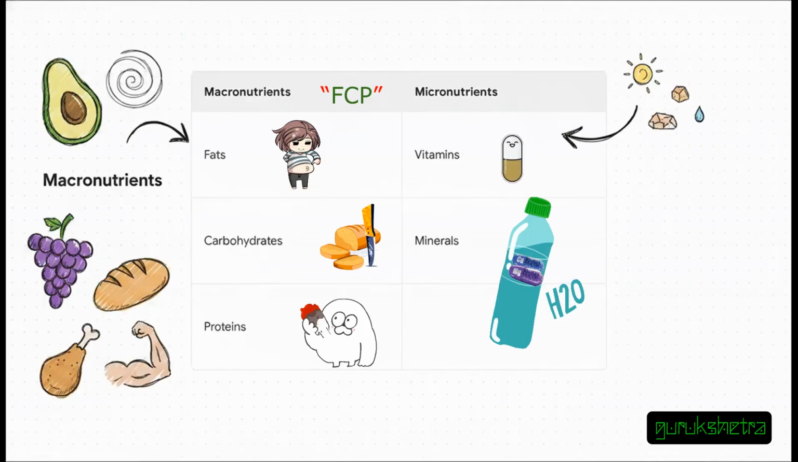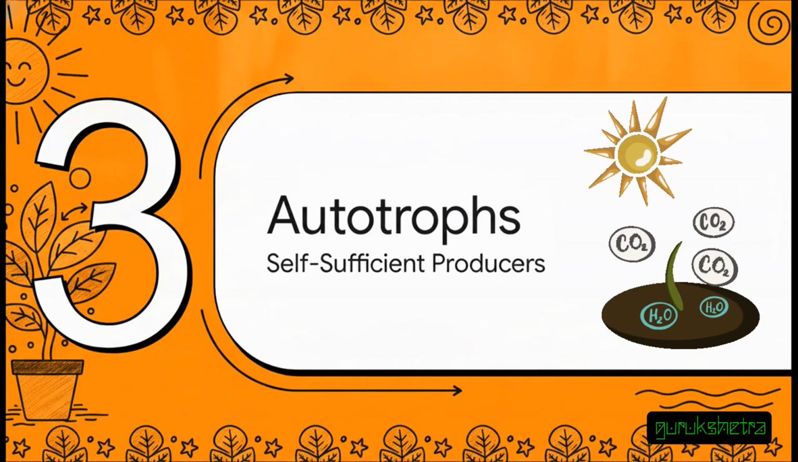Got it? Okay. Now for the micronutrients. These are completely essential, but we only need them in really small quantities. Your trick here is VMI, vitamins and minerals. So FCP for the big ones and VMI for the small ones. Easy, right? Okay.